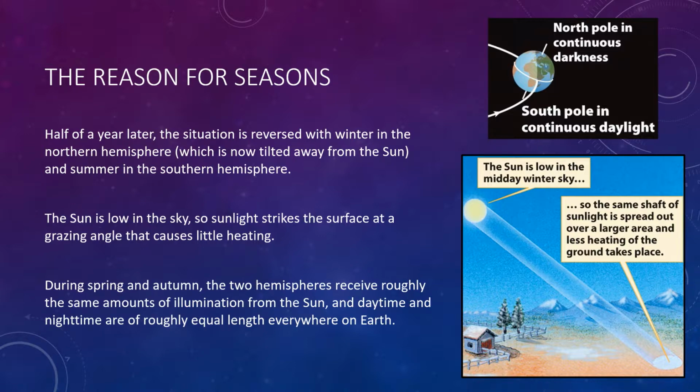During spring and autumn, the two phases between winter and summer, the two hemispheres receive roughly the same amount of illumination from the sun, and daytime and nighttime are therefore of roughly equal length everywhere on the Earth.